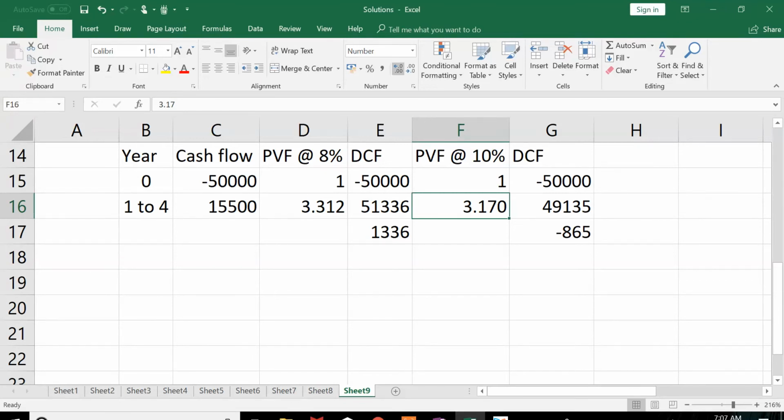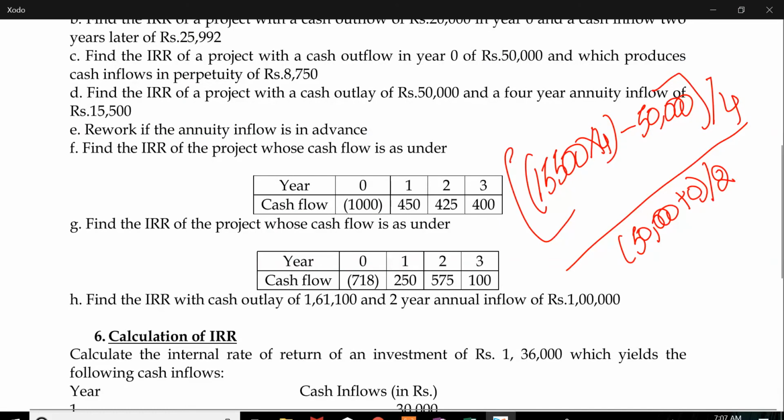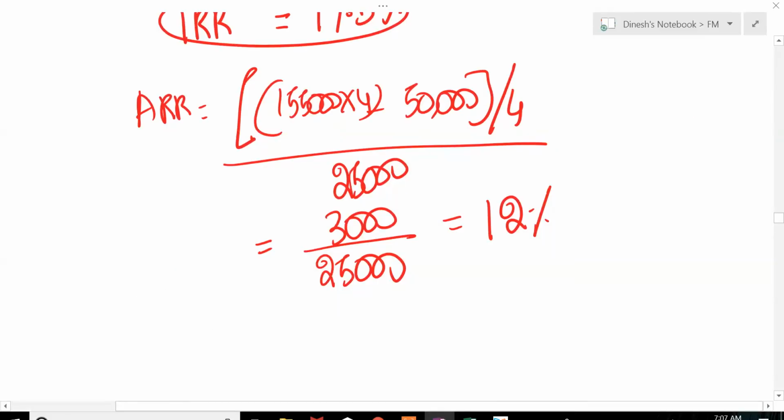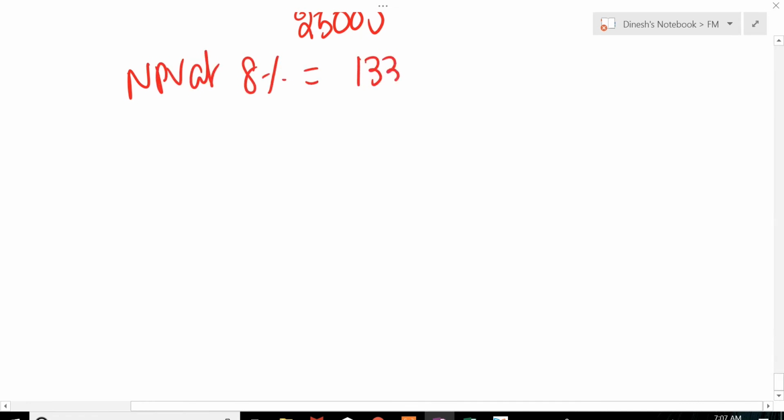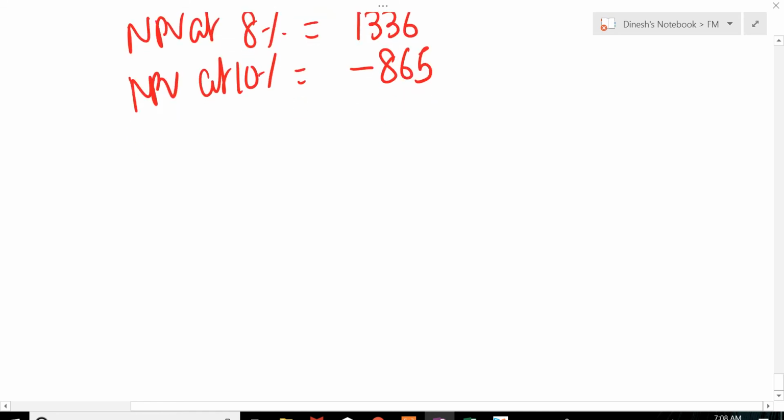Can we proceed? Now listen for some time. There is a formula by which you can calculate IRR. First I'll explain the logical way and then I'll give you the formula. What is the NPV at 8%? 1336, okay. NPV at 10%? Negative 865. These are the NPVs we have generated. Now I need a level at which I am going to get 0 NPV.